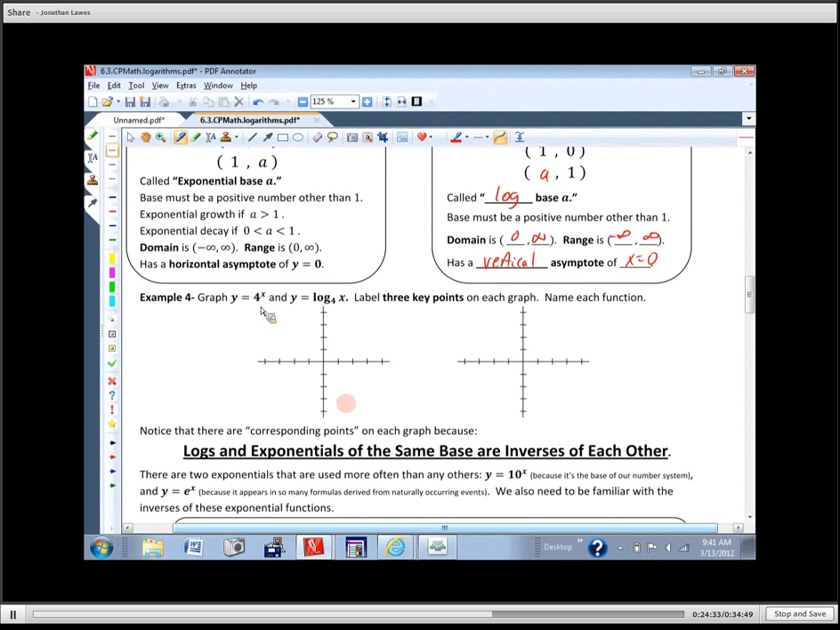This one's going to go through (1/4, -1), (1, 0), and (4, 1). It's going to look like this, and it's going to have a horizontal asymptote of y equals 0. So that point is (4, 1). That point is (1, 0). That's (-1, 1/4).